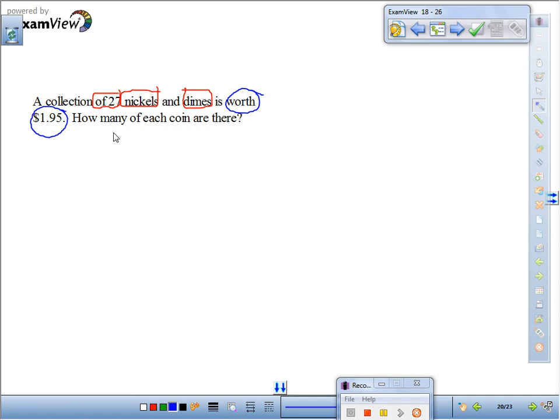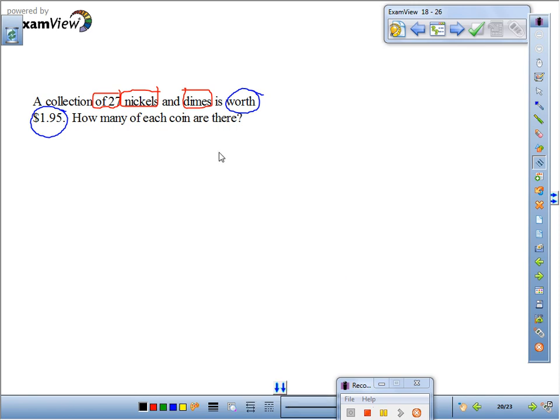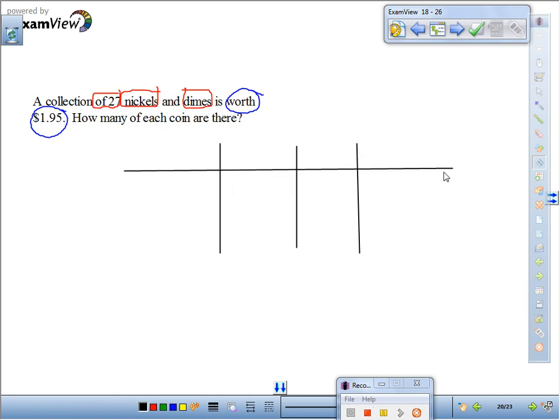They want us to figure out how many of each coin there are in the collection. So here we go. 3 lines down, 1 across. 1, 2, 3. 1 across. I'll do 2 across.